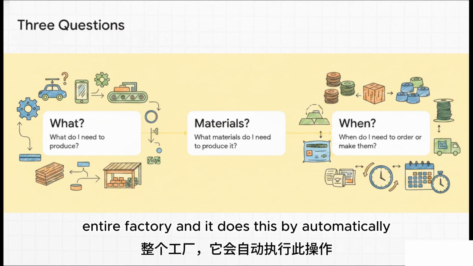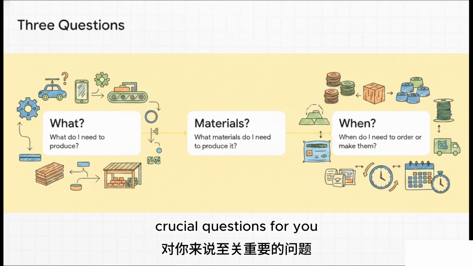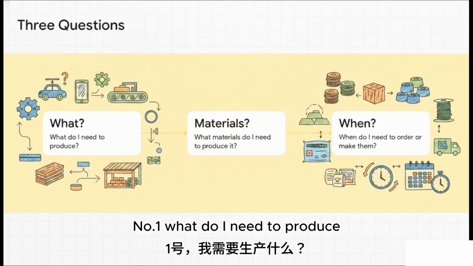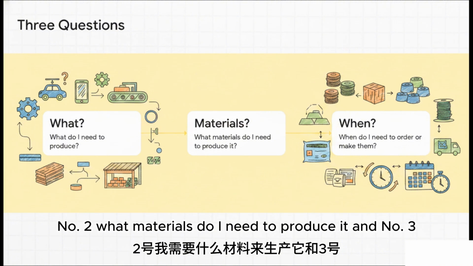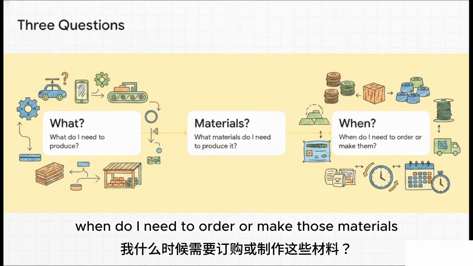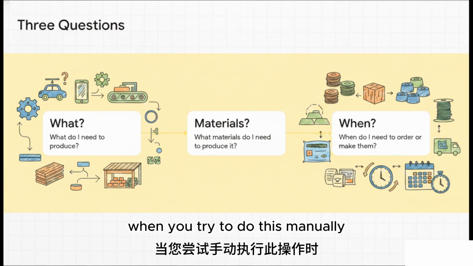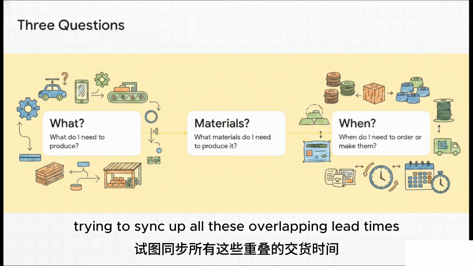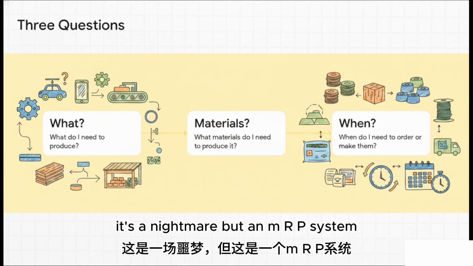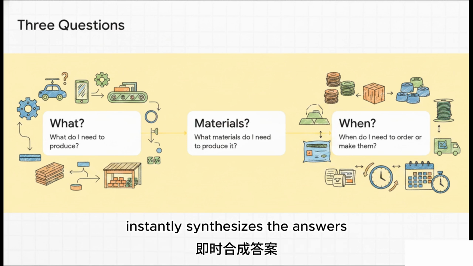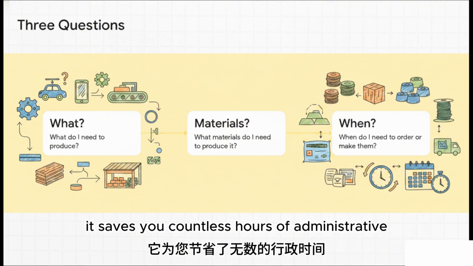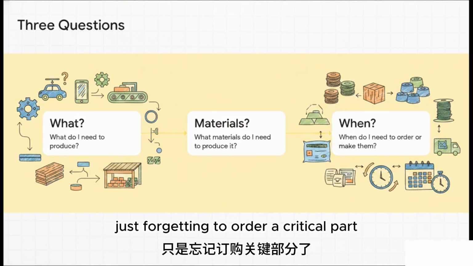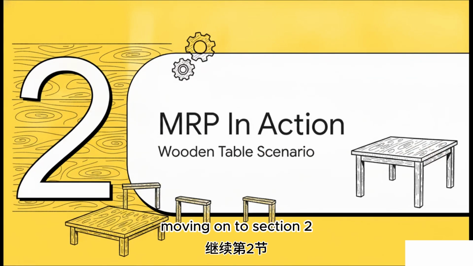And it does this by automatically answering 3 absolutely crucial questions for you, taking the guesswork completely out of the equation. Number 1, what do I need to produce? Number 2, what materials do I need to produce it? And number 3, when do I need to order or make those materials? When you try to do this manually, figuring out the materials for just one complex order can take hours. You're digging through vendor emails, trying to sync up all these overlapping lead times. It's a nightmare. But an MRP system instantly synthesizes the answers to these 3 questions. It saves you countless hours of administrative headaches and completely eliminates the very human risk of, well, just forgetting to order a critical part. Moving on to Section 2.